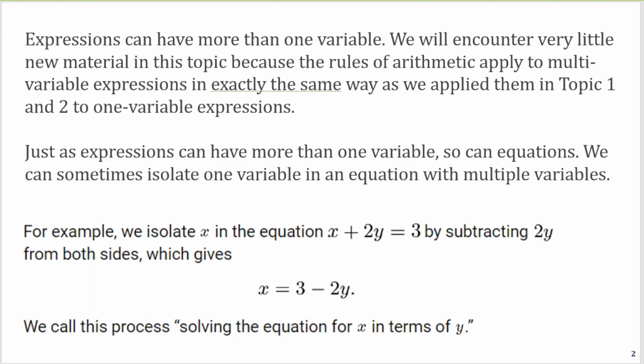We can sometimes isolate one variable in an equation with multiple variables. For example, if we isolate x in the equation x plus 2y equals 3 by subtracting 2y from both sides, this will give us x equals 3 minus 2y, right? In algebra, we call this process solving the equation for x in terms of y. Did you get it? When you solve for x in terms of other variables, you just treat other variables as constants and only treat x as an unknown variable. Do you get it?